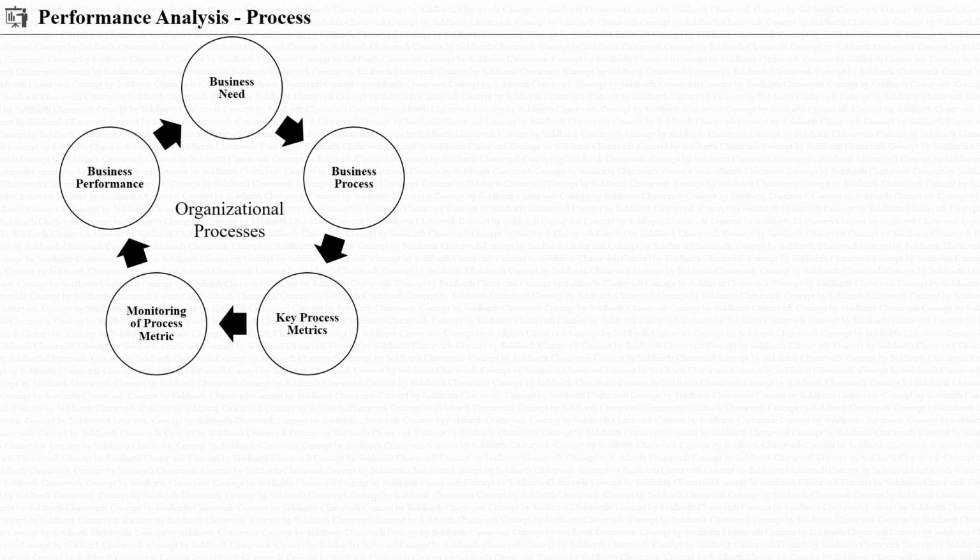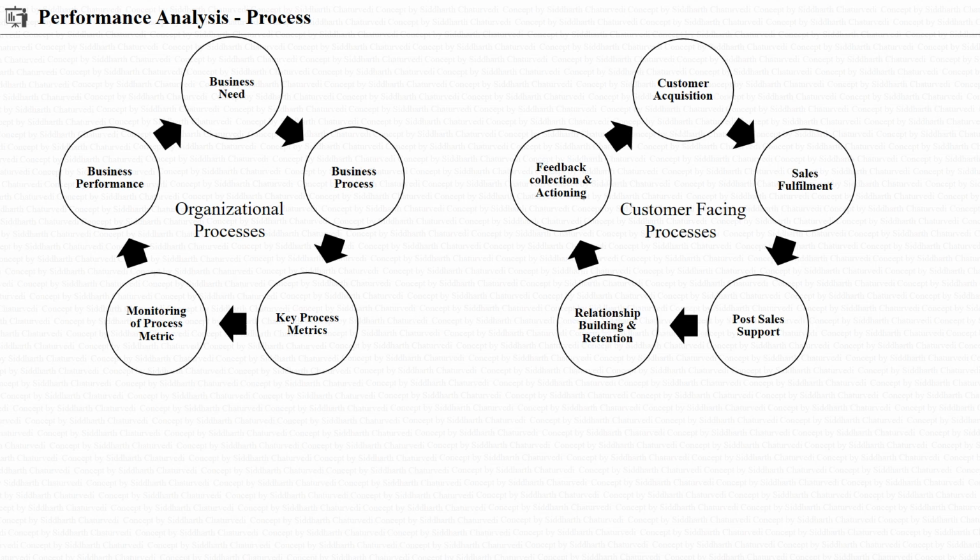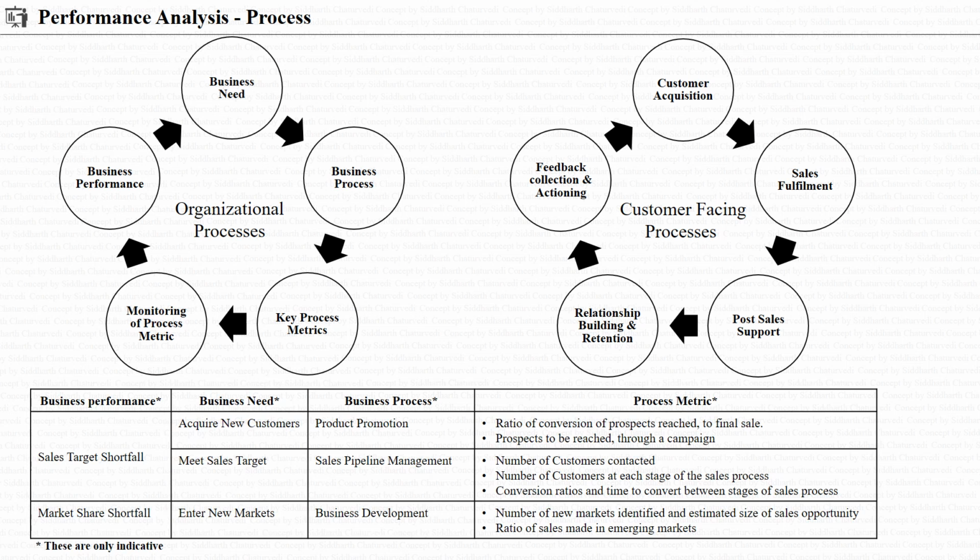All processes will have a direct or indirect impact on sales performance. But for simplicity, we can start by reviewing the processes that directly touch the customer. Key examples of such processes are customer acquisition, sales fulfillment, post-sale support, relationship building and retention, feedback collection and actioning. While none of these processes can be ignored, metrics of process performance and prioritization for their improvement is required. Take a look at two representative examples of how market performance can be traced back to customer-facing processes and their metrics. Monitoring these metrics and targeting for their improvement will result in improved sales performance.